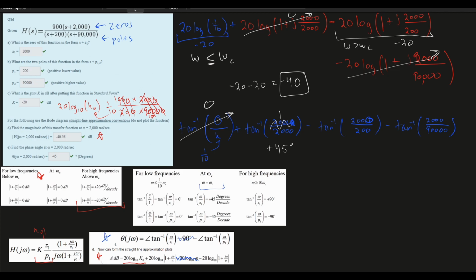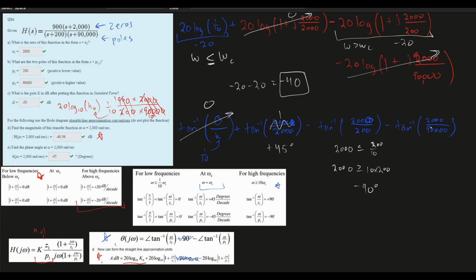Now we can look at the next one. For this next one, we have low frequencies and high frequencies, and there are two different things, so we're going to have to test out both. Our omega here is 2000. So we're testing at the low frequency first. We have omega less than or equal to 1 over 10 times our omega c, and our omega c here is 200. We can see that this isn't true, so it's going to be for high frequency. Let's test that. Our omega has to be greater than or equal to 10 times 200, which it is. Since this is in the pole, it's going to be a negative 90 degrees, and we are using this for high frequency right here.